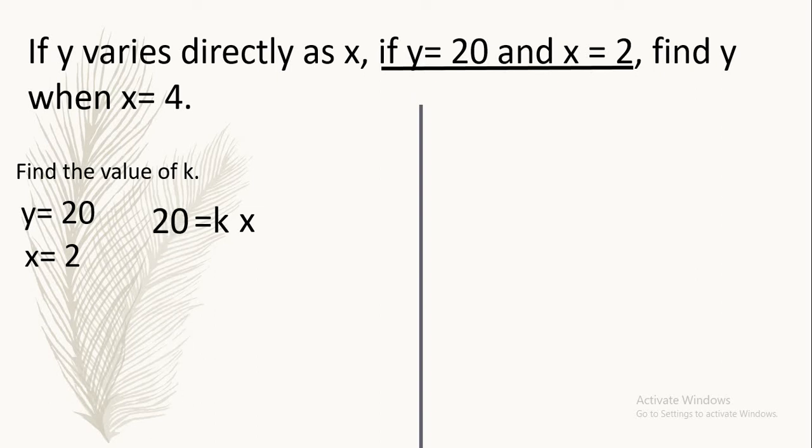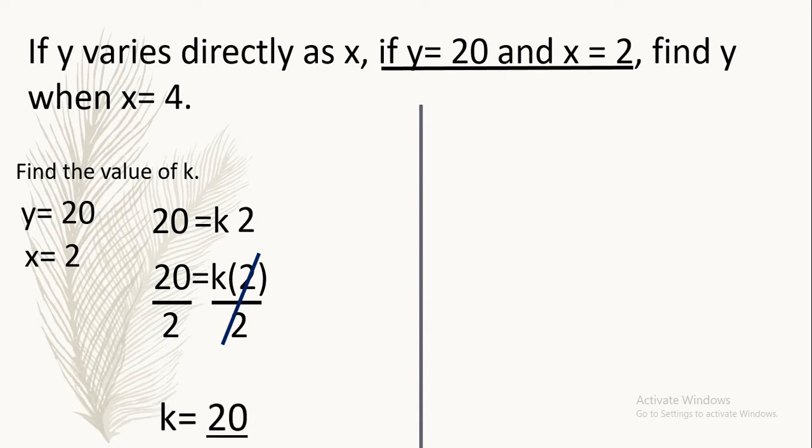So, just substitute y, which is 20, and x, which is 2. Now, we will use the division property, kung sino yung katabi ni variable, yun yung i-divide. So, divide both sides by 2. Then, you have k is equal to 20 over 2, which is k is equal now to 10. So, ibig sabihin, nakuha na natin si value ng k, yung ating constant of variation.